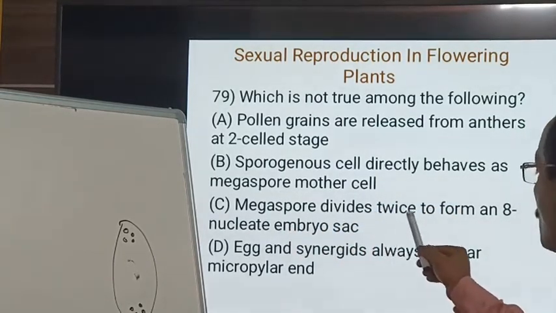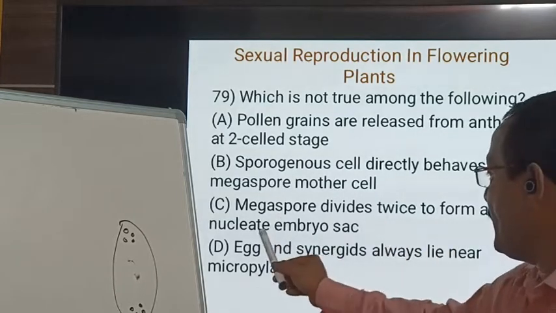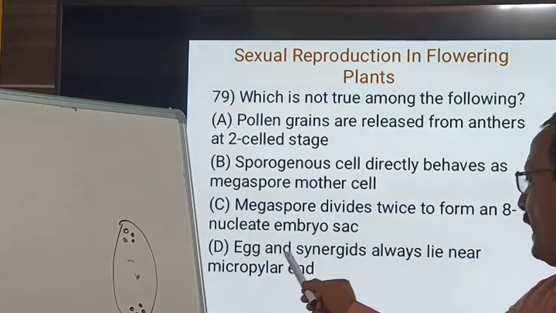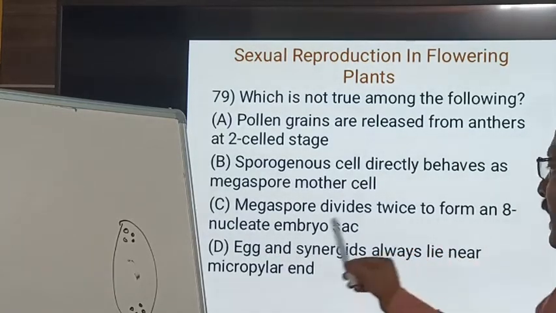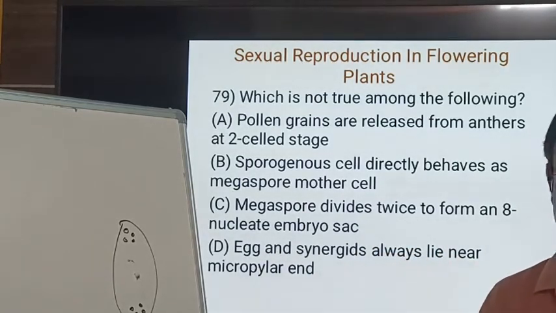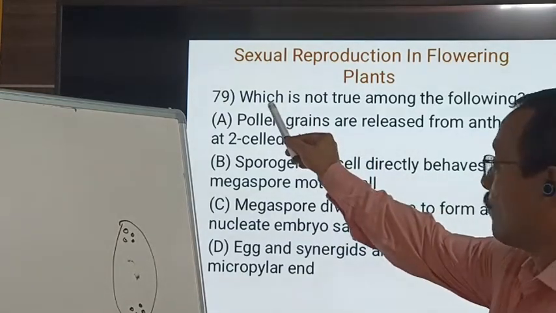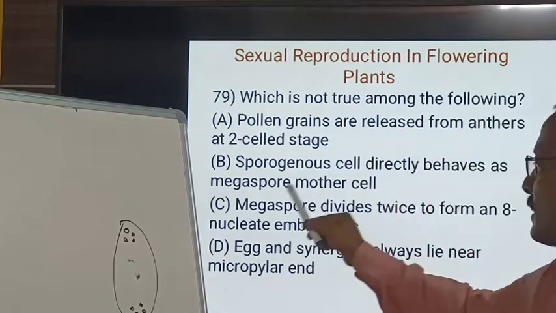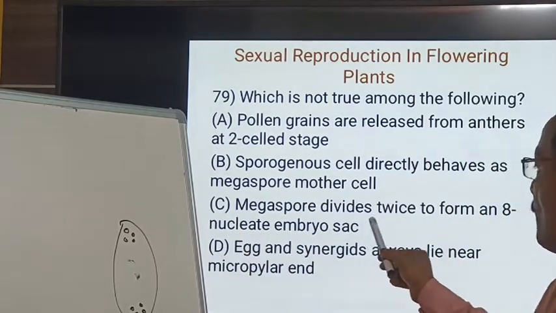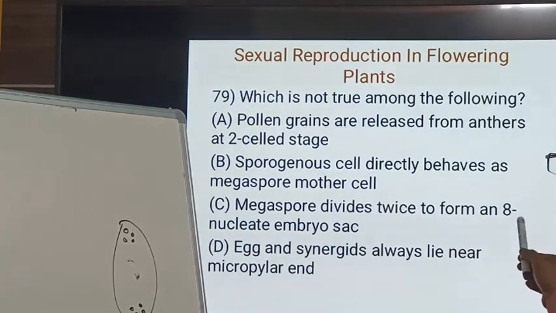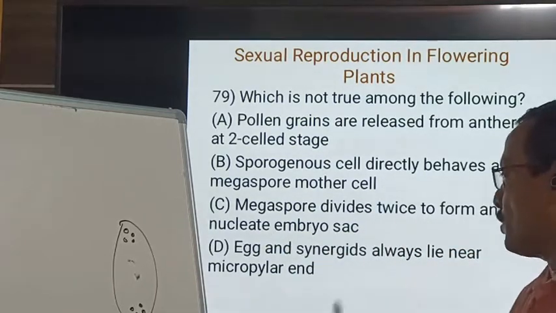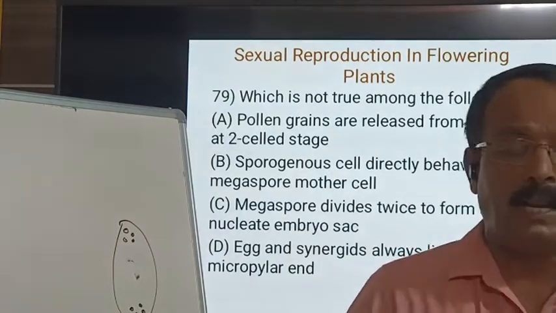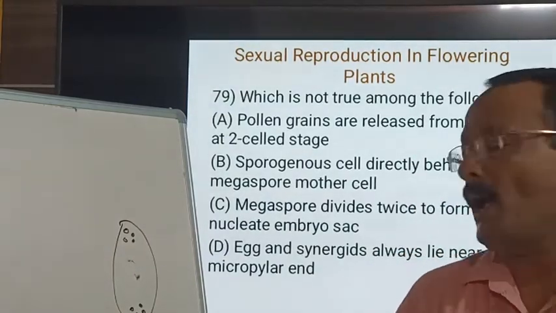Megaspore divides twice to form 8 nucleate embryo sac. The last option is egg and synergids always lie near micropylar end. So, the question is, which is not true among the following? So, C is the option. Megaspore divides twice to form an 8 nucleate embryo sac. No, the megaspore, which we already studied, divides 3 times mitotically to form the embryo sac.